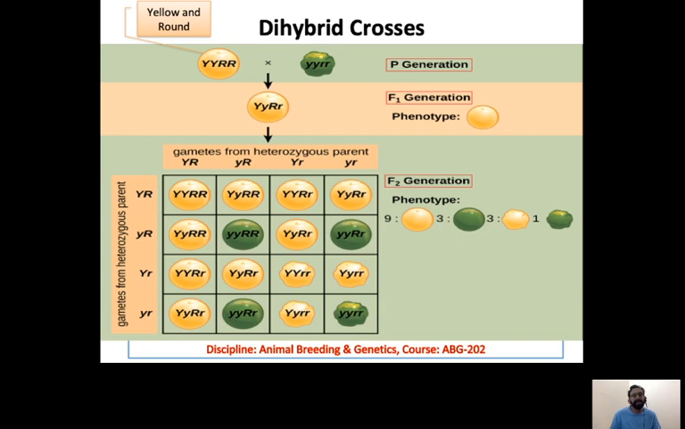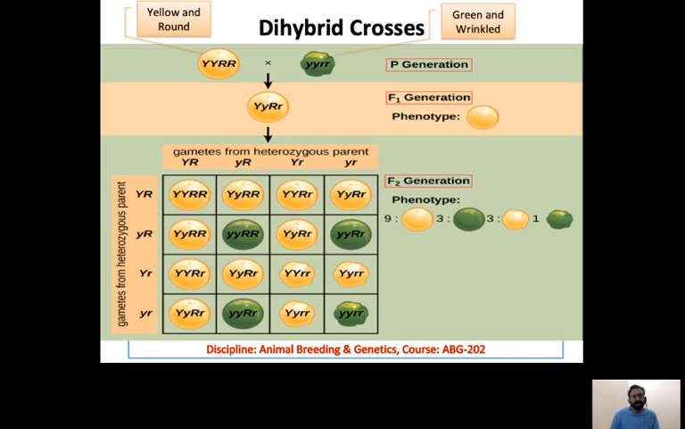It is having yellow and round phenotype, and both of the genes having dominant alleles for these genes, capital Y, capital Y, capital R, capital R. Y stands for yellow and R stands for round.